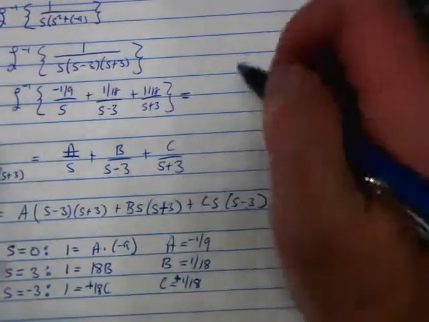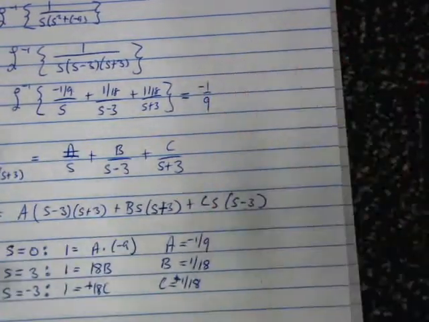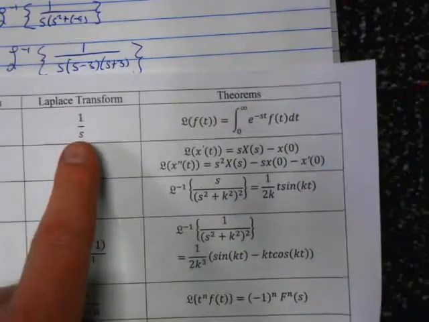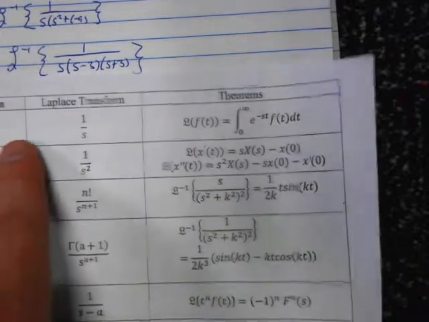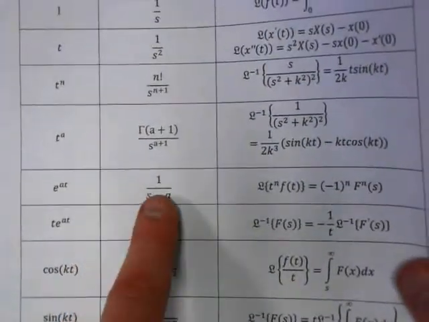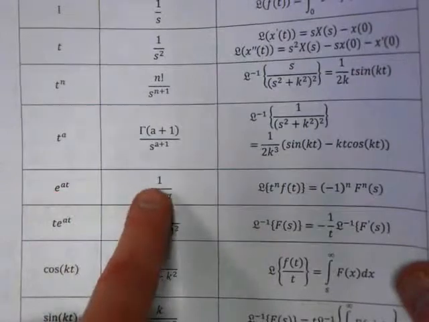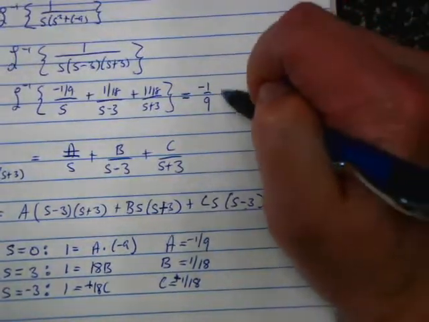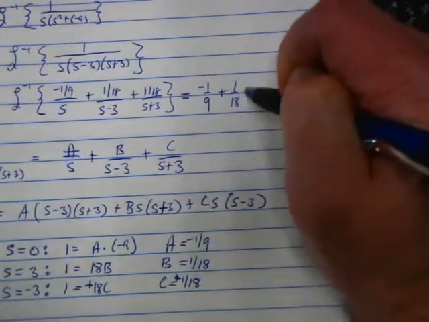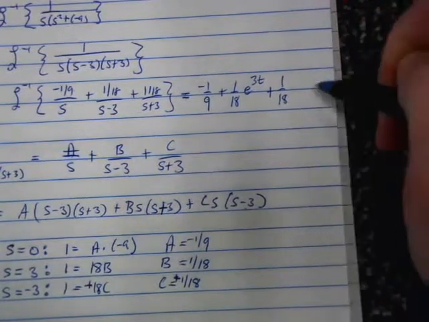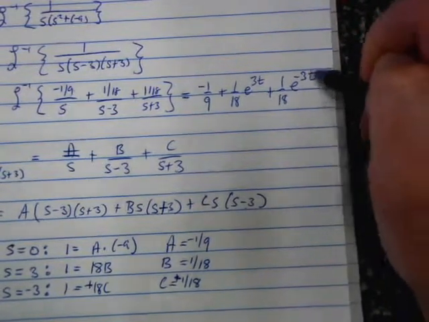Final answer: minus 1/9, because the inverse Laplace transform of 1 over s is 1, and then that s minus 3 one, its inverse Laplace transform is going to be e. So s minus a, I'm going to have e there. So that's going to be plus 1/18 e to the 3t, and plus 1/18 e to the minus 3t.